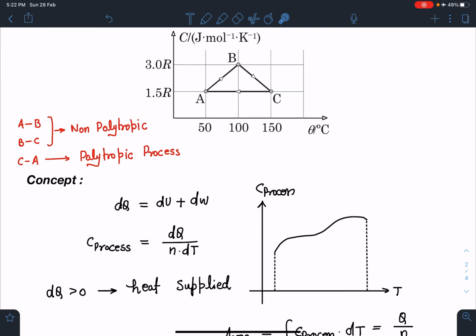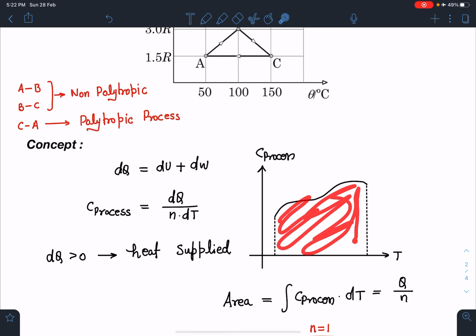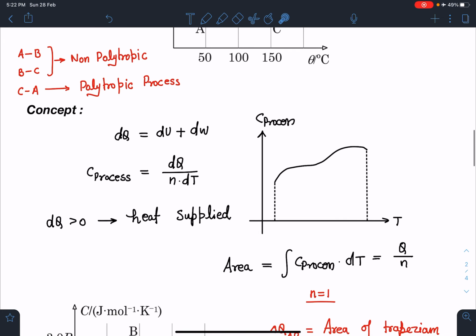So if there is a process like this from A to B, the area under this curve is going to be C dT. You can see here temperature is increasing if we are going like this. Work done, the area under the curve, will be positive, and if you are coming back, this area is going to be negative, or heat is rejected by the gas. So based on that, the area under the C versus temperature graph is going to give us the heat supplied or rejected per mole. Luckily, in this problem n equal to 1 mole is given.